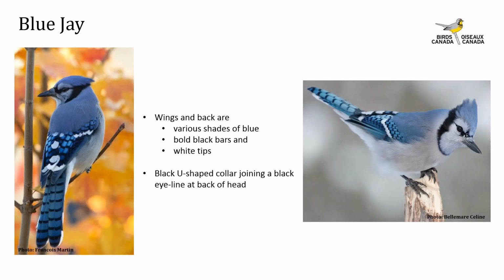All right, so probably one of the species I don't really need to teach how to identify is the blue jay. I'll focus on some of the finer details here that are often overlooked with common species like this. Their wings and tails have various shades of blue, and they have bold black bars with white tips. They also have a black U-shaped collar across their upper breast and the side of their neck, and that joins a black eye line and borders the back of their head, connecting behind their crest.